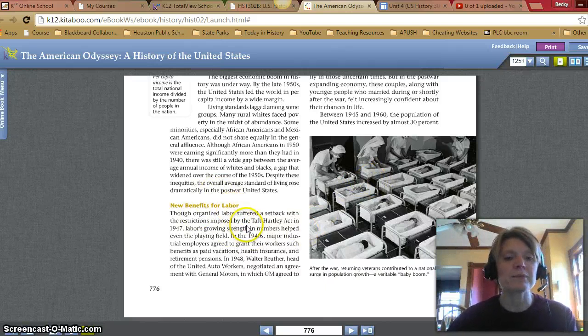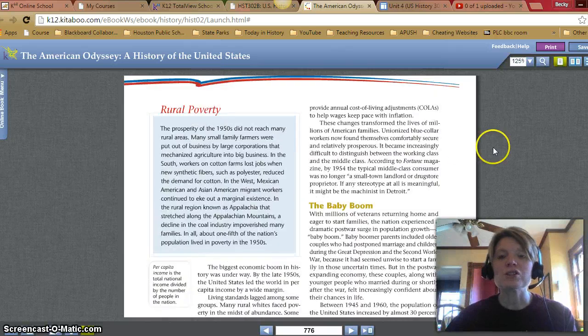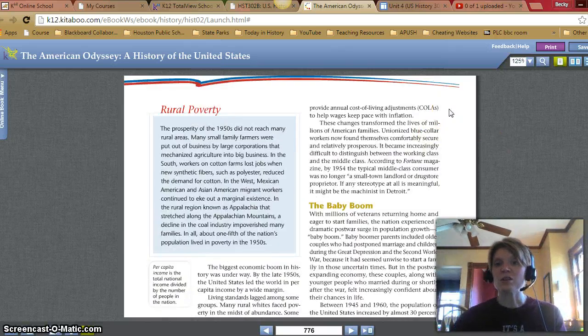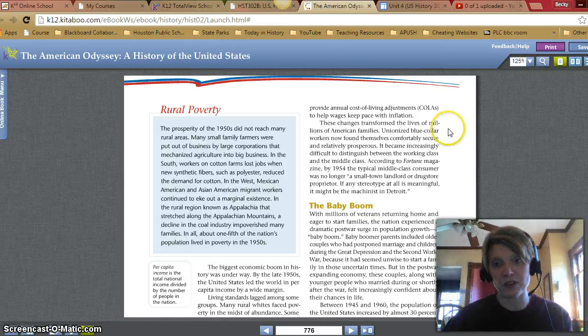New benefits for labor. Though organized labor suffered a setback with the restriction imposed by the Taft-Hartley Act in 1947, labor's growing strength and numbers helped even the playing field. In the 1940s, major industrial employers agreed to grant their workers such benefits as paid vacations, health insurance, and retirement pensions. In 1948, Walter Reuther, head of the United Auto Workers, negotiated an agreement with General Motors in which GM agreed to provide annual cost of living adjustments, COLAs, to help wages keep pace with inflation.